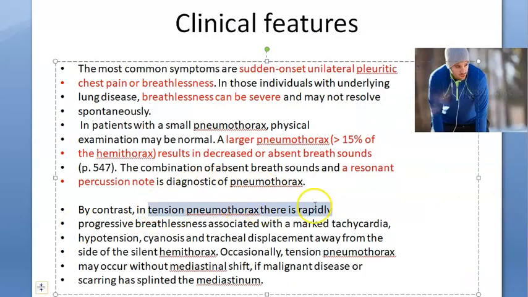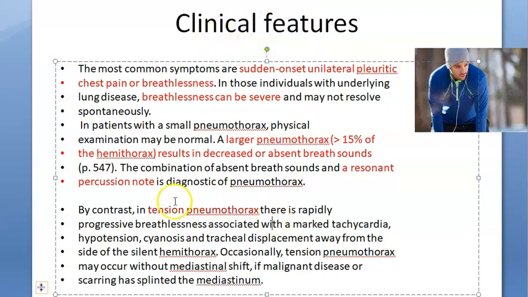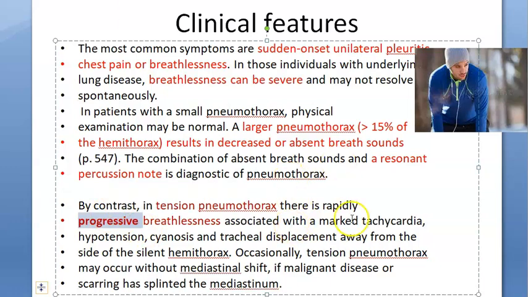In tension pneumothorax, what will happen? If it is tension pneumothorax, let's mark here: progressive breathlessness. This is increasing and increasing. His breathlessness is going on increasing. Why is the breathlessness going on increasing? Because the air is coming in and not exiting, and is pushing the mediastinum to the other side. The pressure is increasing in the pleural space. So there is progressive breathlessness. This is the word you will write.